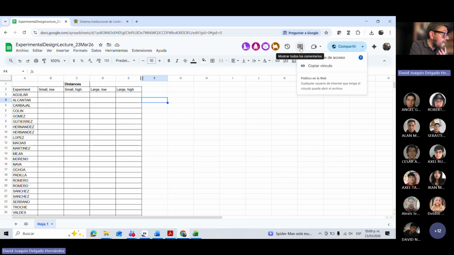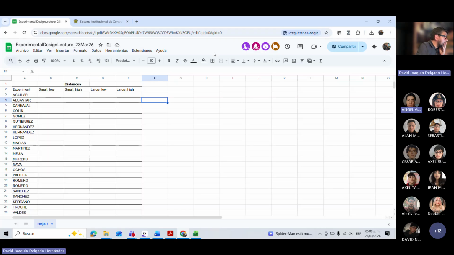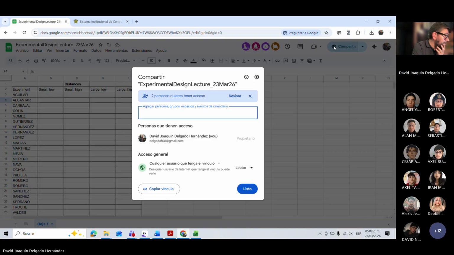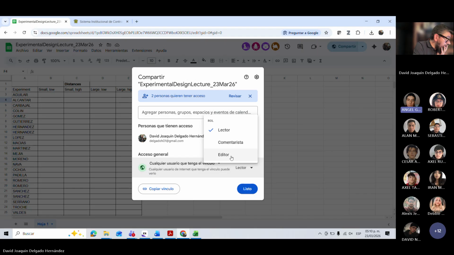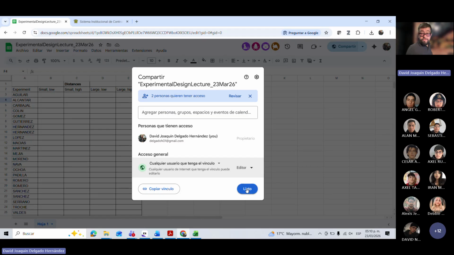You should click on the share button here, in the other side. What is the Earth? The Earth. En compartir, profe. Compartir. Here, okay, the Earth. Y ahí donde dice cualquier usuario que tenga el vínculo, ahí en lector le cambia a editor. Okay, editor. Okay, ready. Shall I upgrade the link or is it exactly the same link? It's the same, but with the new permission, okay?